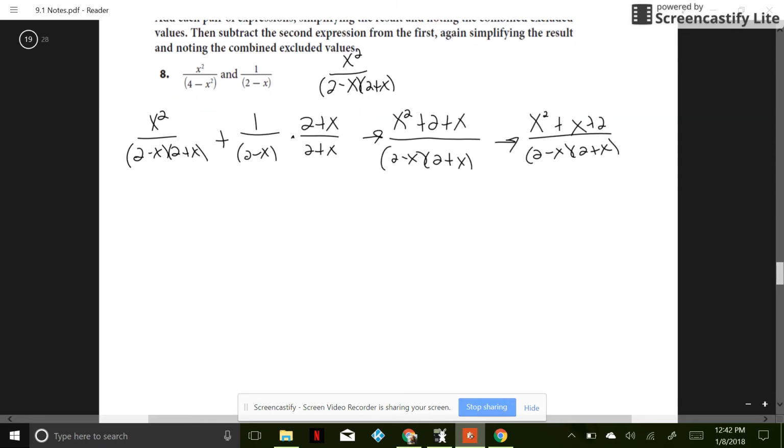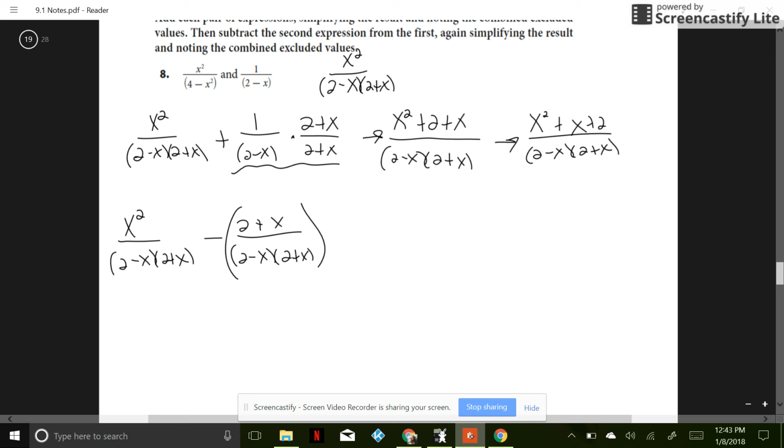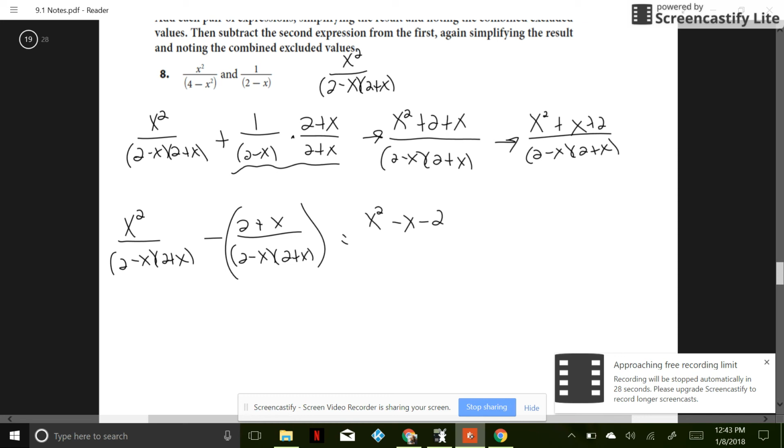When we subtract, we'll have x squared over 2 minus x, 2 plus x. We're going to have the same value that's up here, except we're subtracting this time. We've got to subtract the quantity, which ends up being the 2 plus x over 2 minus x, 2 plus x. So that means we're going to have x squared minus x minus 2, and we already wrote this in standard form, over 2 minus x, 2 plus x. In the next video, we're going to simplify this a little bit more to get our final answer.